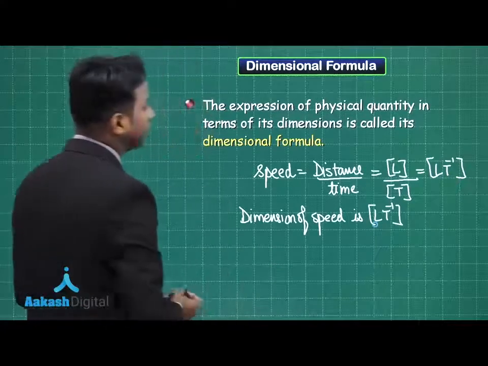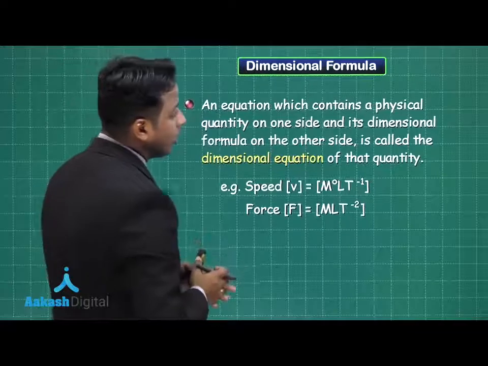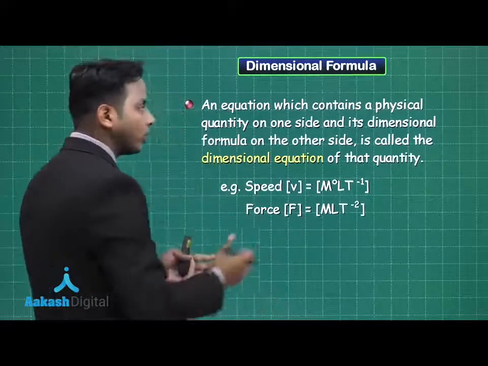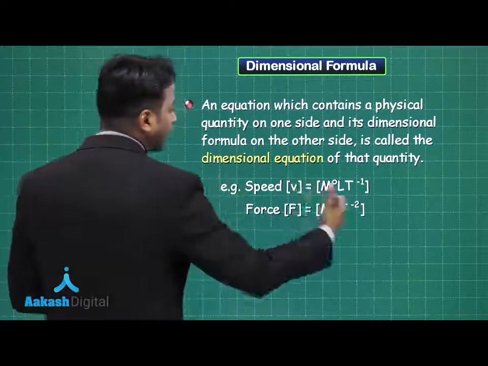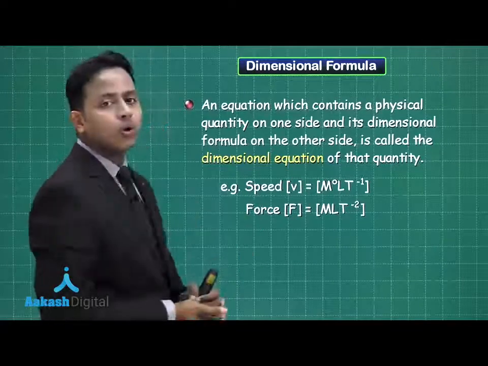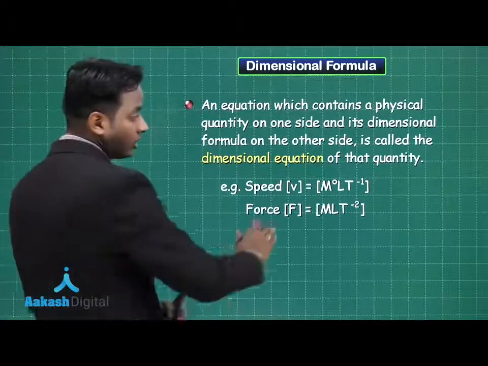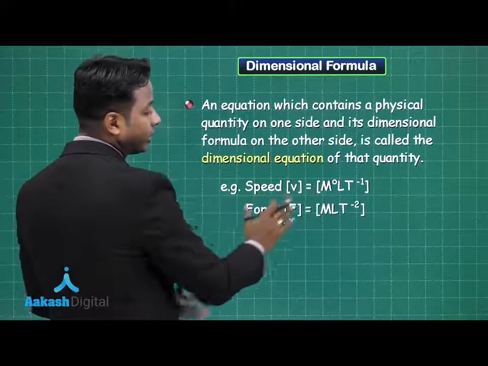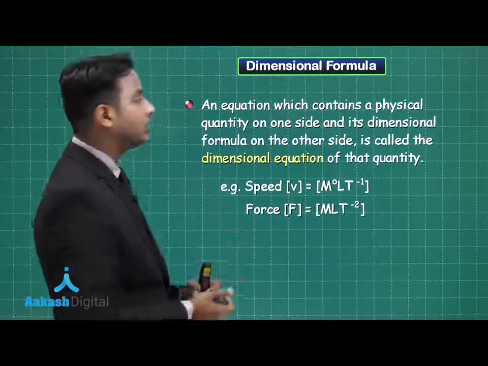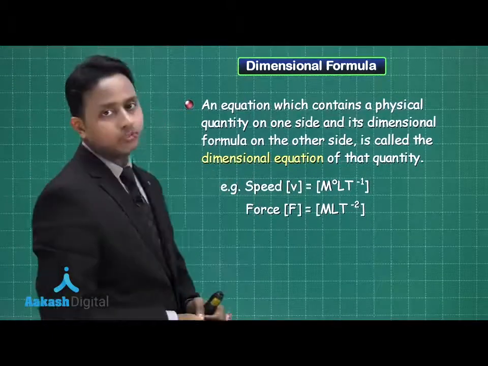Moving forward, an equation which contains a physical quantity on one side and its dimensional formula on the other side is called a dimensional equation. This is not a mathematical equation. You cannot cancel or divide the factors. This is the dimensional equation of that quantity.